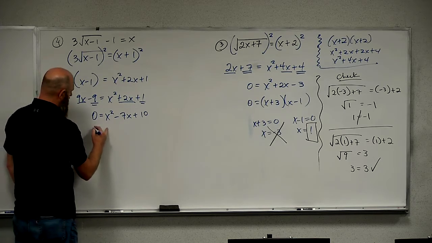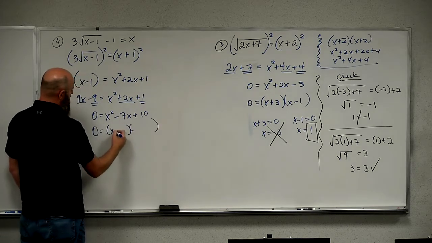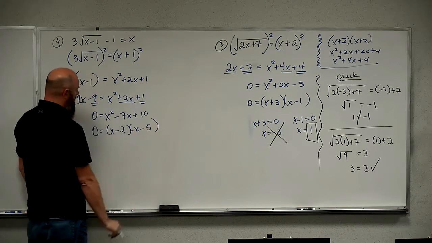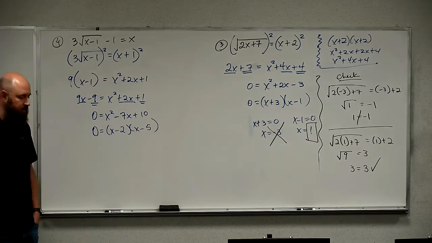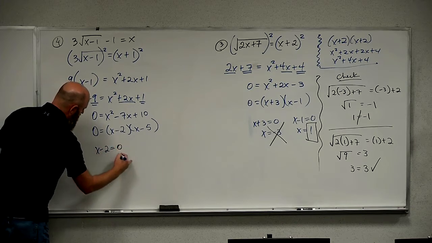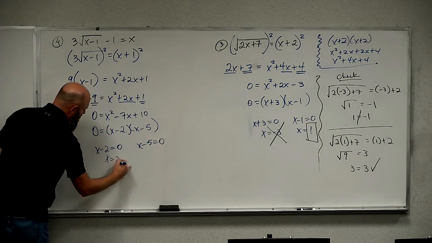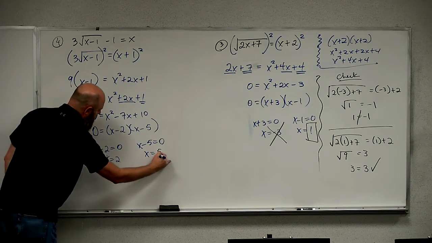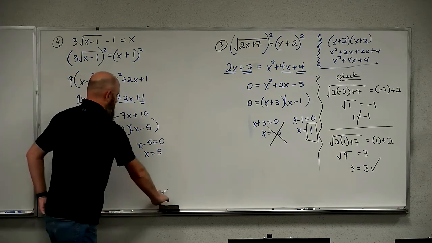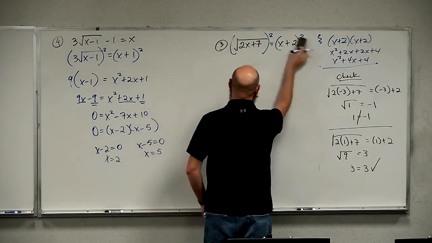Right, so now we have our 0 equals. We can factor this, we're going to see that we get x minus 2 and x minus 5. So we can set those things equal to 0. So x minus 2 equals 0, x minus 5 equals 0. So x equals 2 and x equals 5. We create a little more space here so that we can check that.